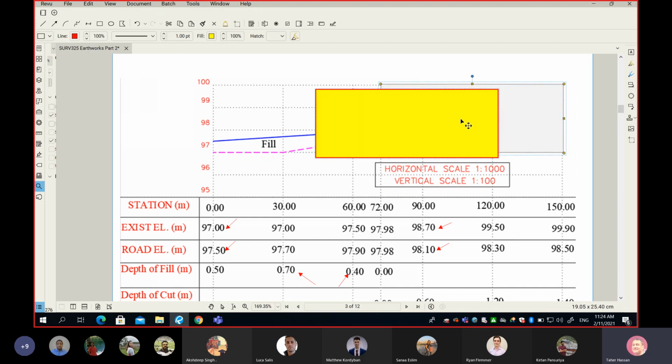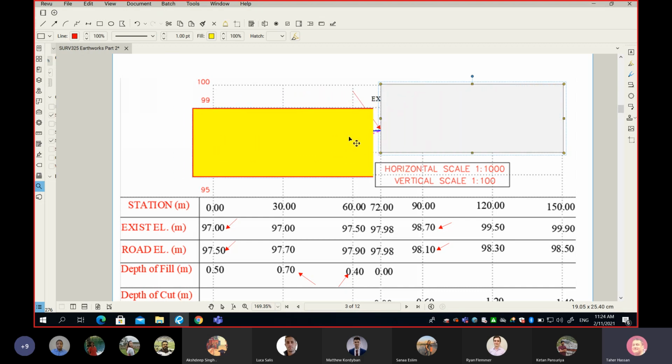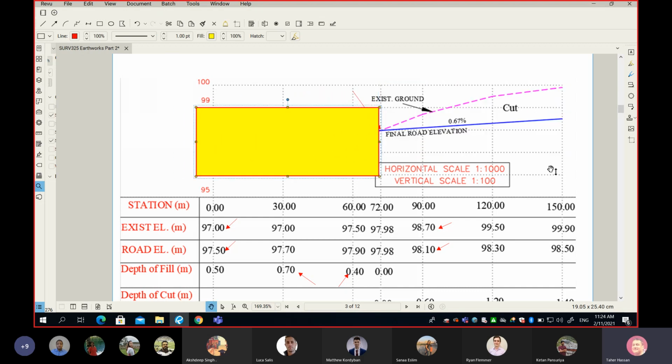How about if I move this box here, and I hide this problem here? Okay? What do you think? If I give you this problem, are we able to find the volume of cut?